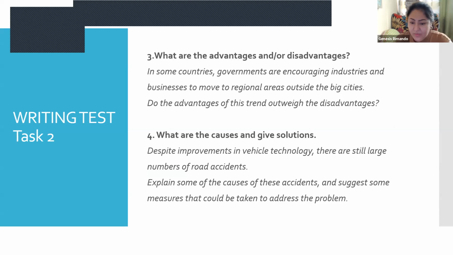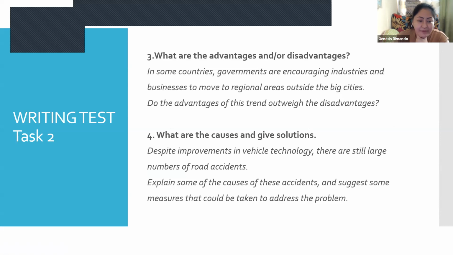The third type of essay question is, what are the advantages and or disadvantages? This is another sample question. In some countries, governments are encouraging industries and businesses to move to regional areas outside the big cities. Do the advantages of this trend outweigh the disadvantages?